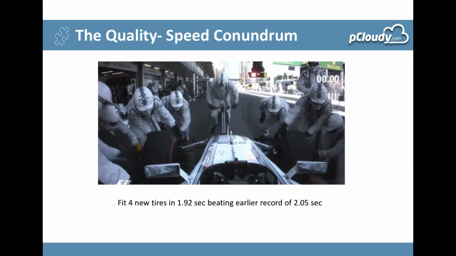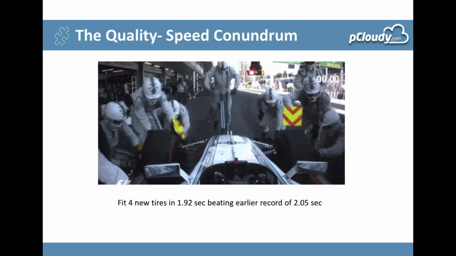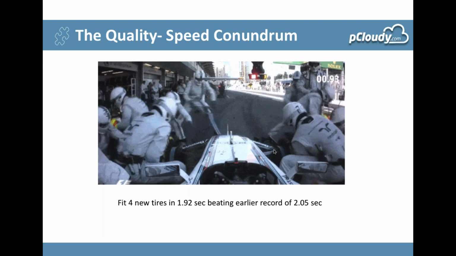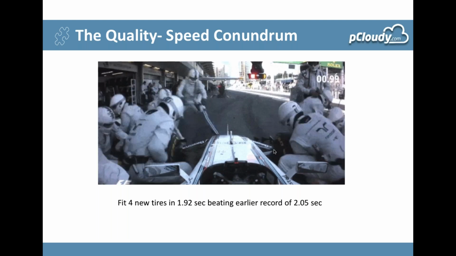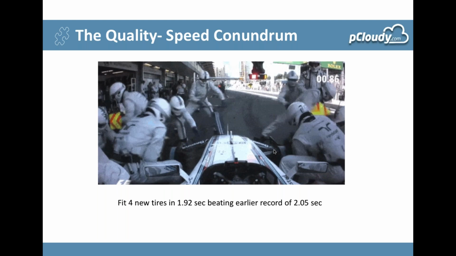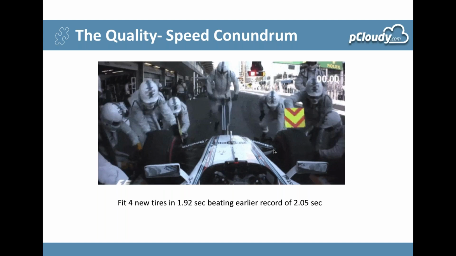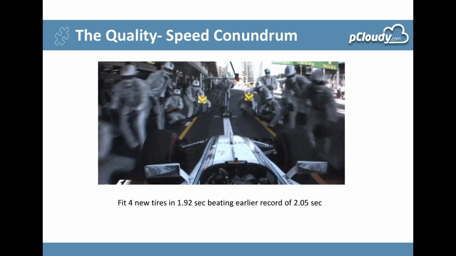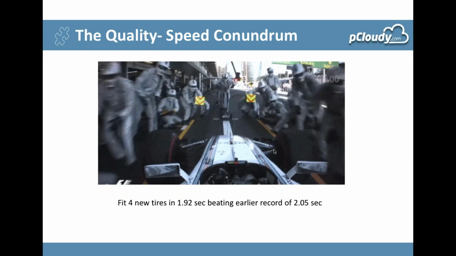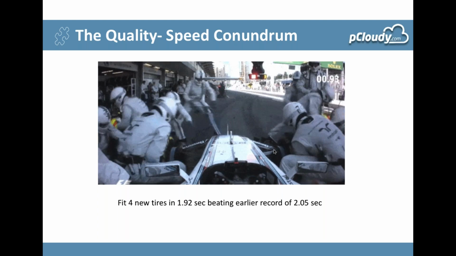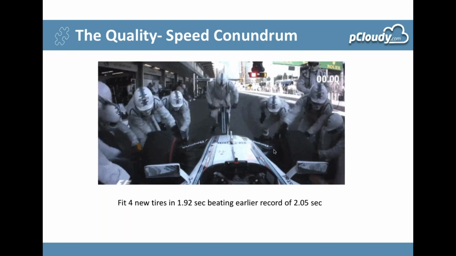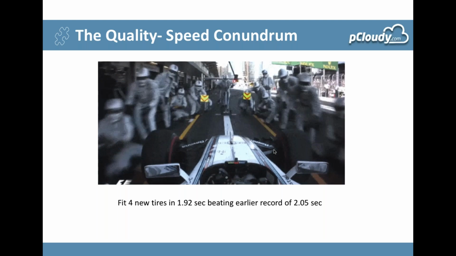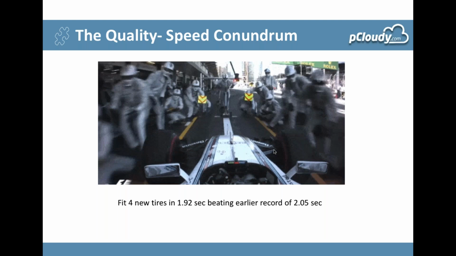This was achieved by Felipe Massa of Williams, and they had broken the record of Red Bull's 2.05 seconds. 2.05 seconds itself was a record, and they have achieved lower than that. And can there be a chance of error in this situation? What this metaphor proves is there is definitely a way to achieve quality at speed, which gives organizations a real benefit.